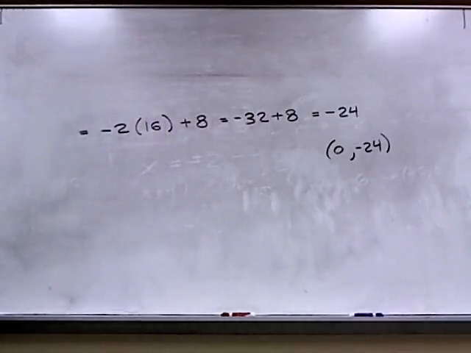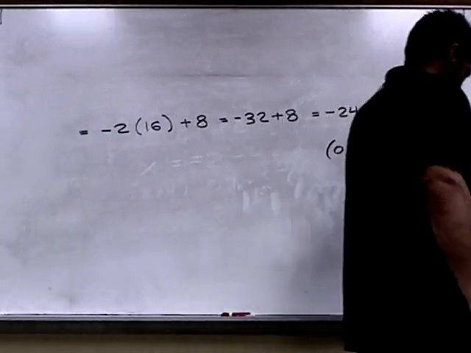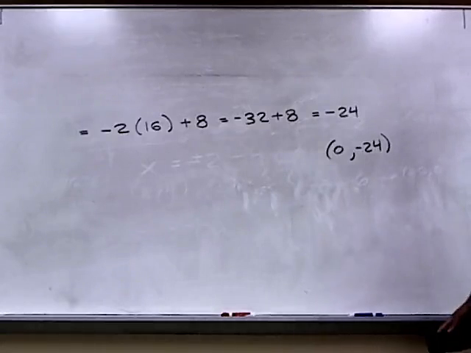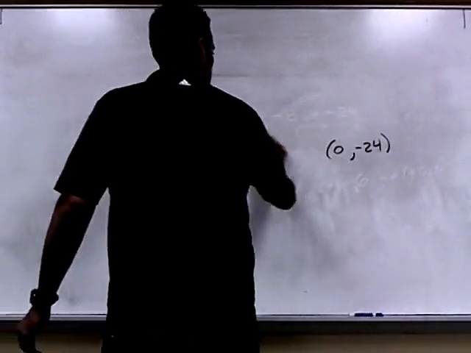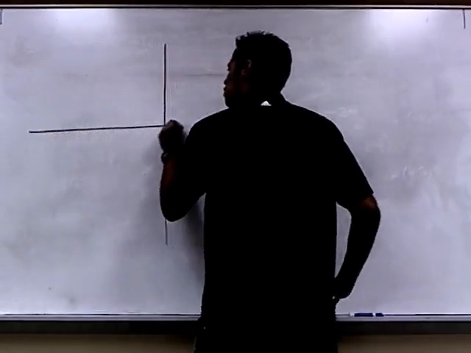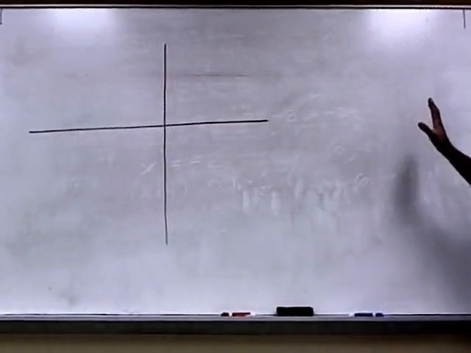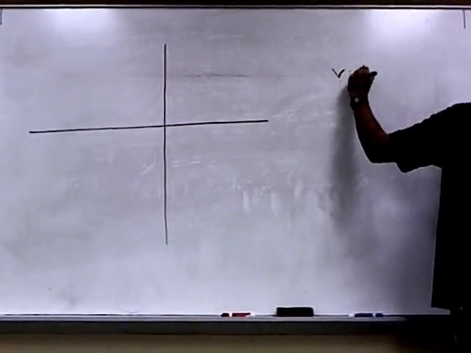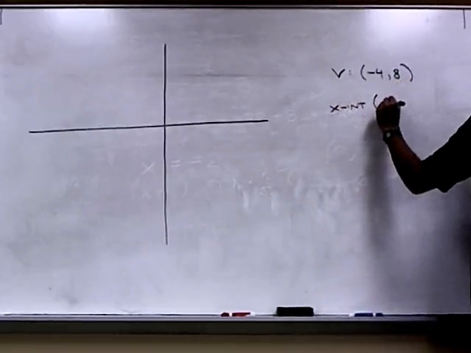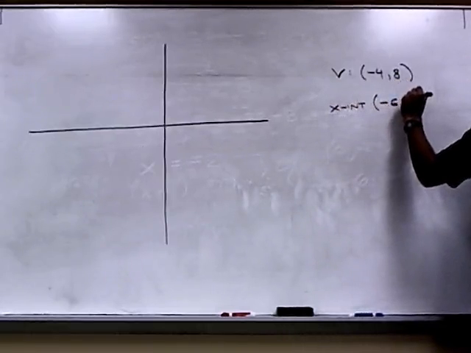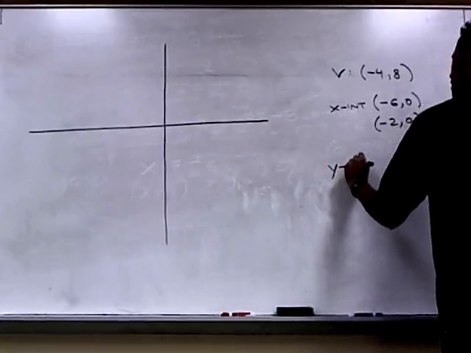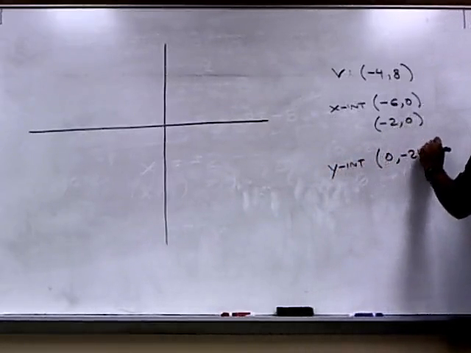Can I erase this? Anyone need that still? All right. So when I go to graph this, I need to think before I graph it, all right? I had my vertex, I'm going to call it V, it was negative 4, 8, right? I had x-intercepts, they were negative 6, 0, is that right? And then negative 2, 0. Then I had a y-intercept that was 0, negative 24.